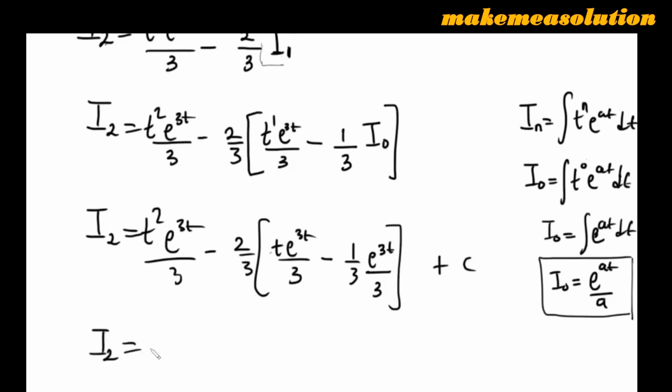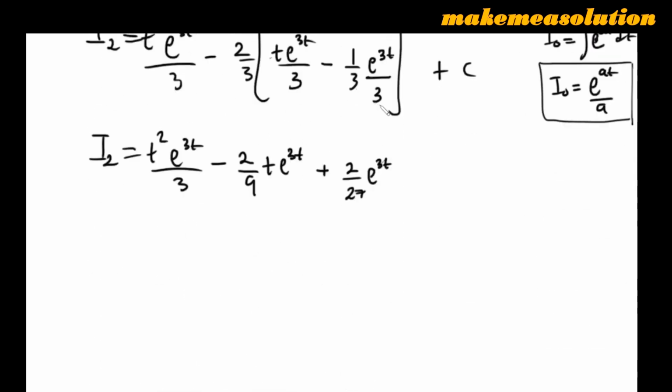So your I_2 is t squared exponential 3t all over 3, then minus, opening this bracket, you have 2 all over 9 t exponential 3t, and you now have plus 2 all over 27 exponential 3t. Okay, how did I get 2 over 27? 3 times 3 is 9, times 3 is 27. Minus times minus is plus, then you now have plus c. Is that okay? So this is how to apply the reduction formula. Remember, I_2 was the integral of t squared exponential 3t dt. Is that okay?